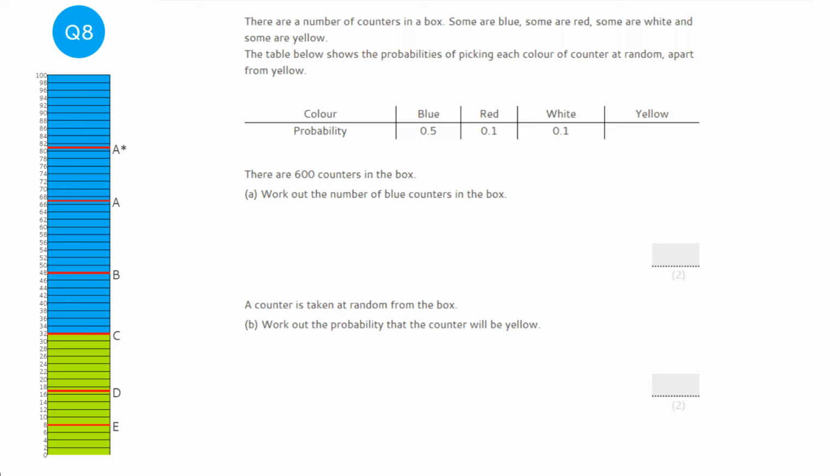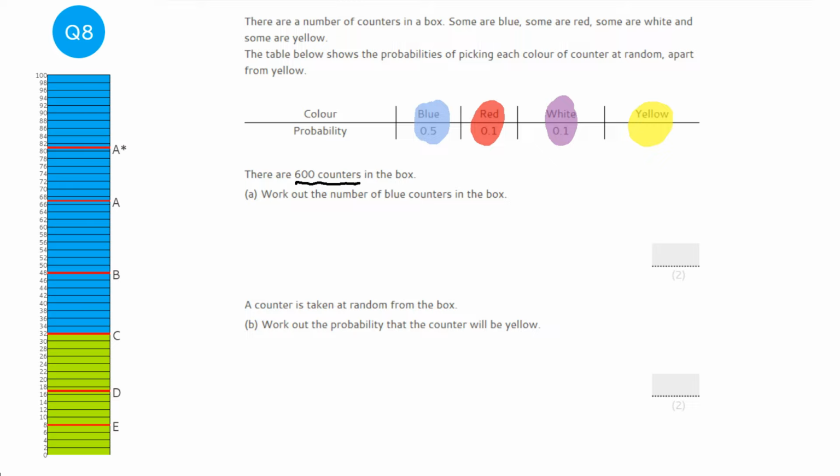Otherwise, let's get started. So, first thing in this question is we realise we've got a probability table, and the blue is 0.5 chance of happening, the red is 0.1 chance of happening, the white is 0.1 chance of happening, and the yellow is missing. So chances are we're going to have to work out the yellow soon. But we don't at the moment because it says there's 600 counters in the box.